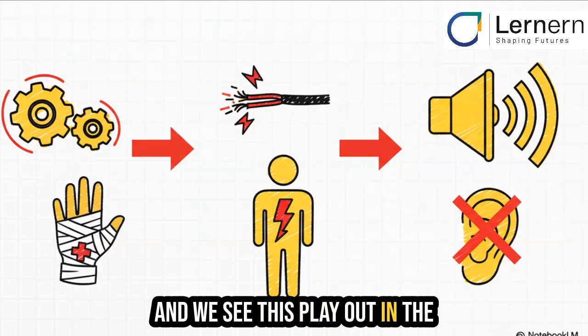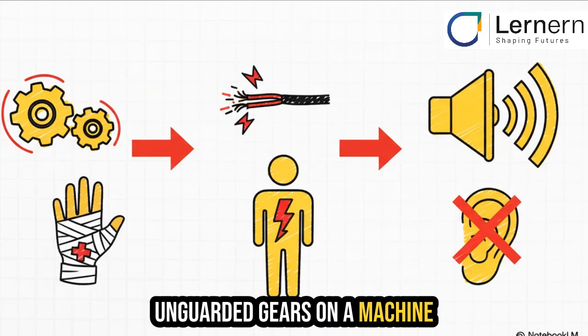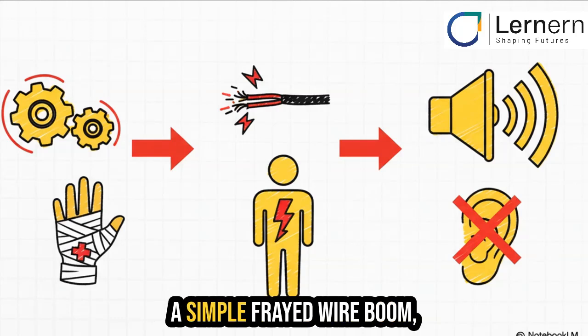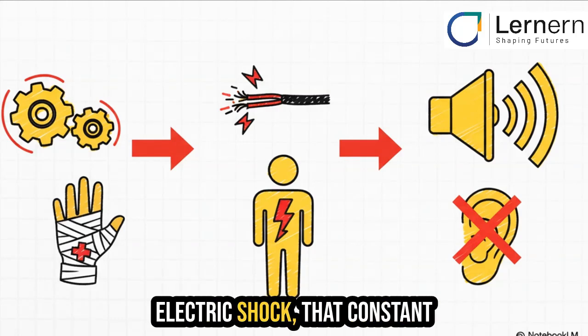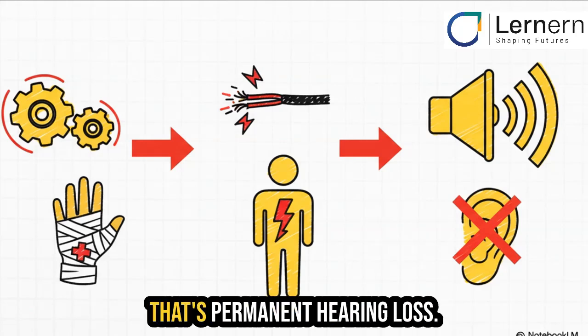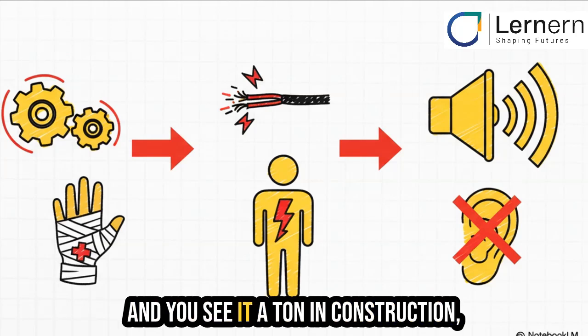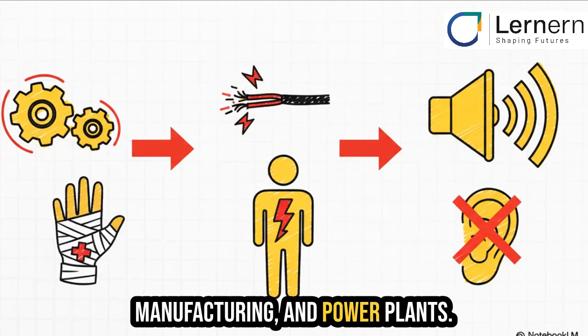And we see this play out in the real world all the time, right? Unguarded gears on a machine, that can lead to amputations. A simple frayed wire, boom, electric shock. That constant, loud noise in a factory, over time, that's permanent hearing loss. It's a very direct cause and effect, and you see it a ton in construction, manufacturing, and power plants.